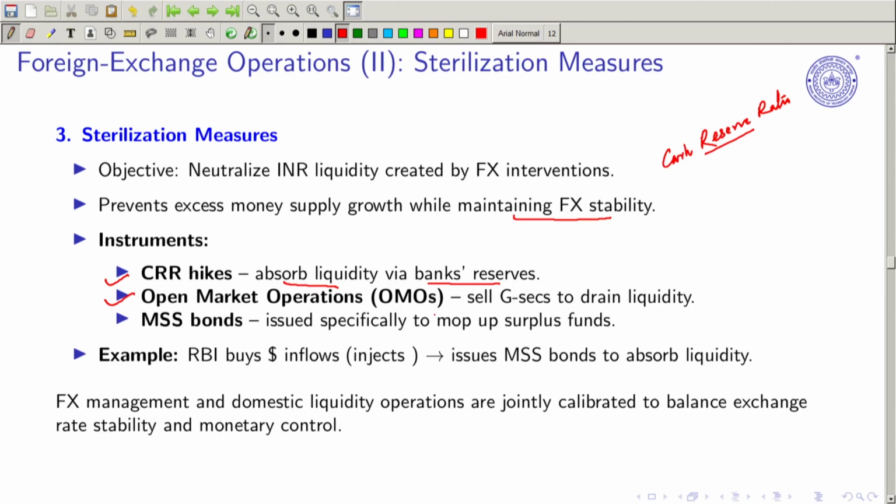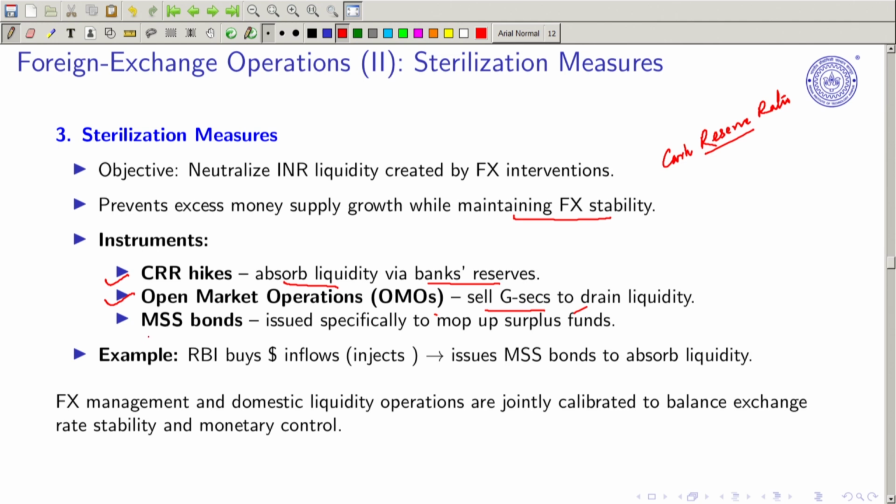Then open market operations, we know that it is buying and selling of government securities. Whenever RBI feels that there is excess liquidity in the banking system, then they will be selling the bonds, taking money from the banking system, and they will be having the bonds only. This is how they drain the liquidity.